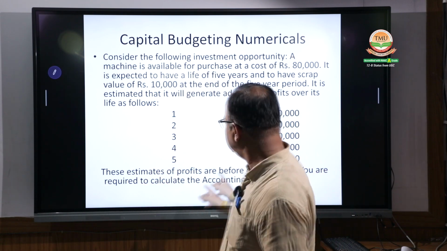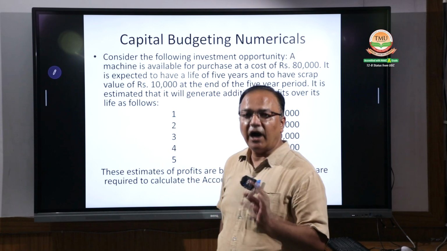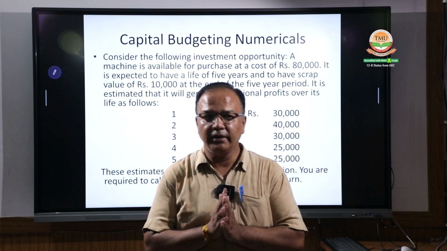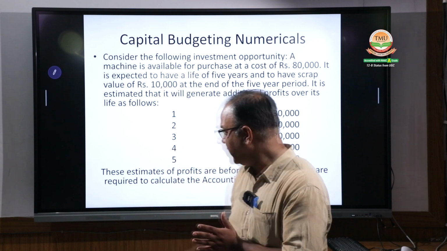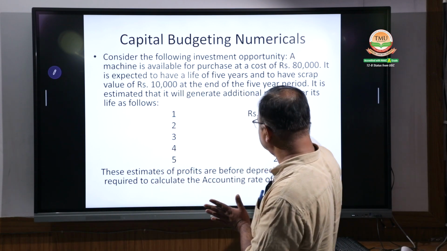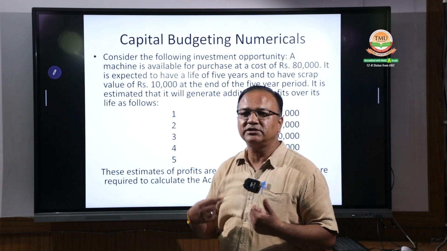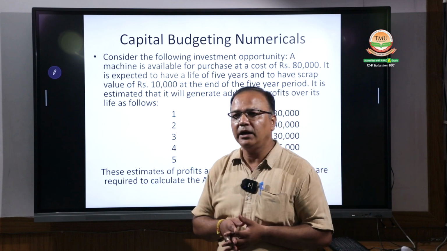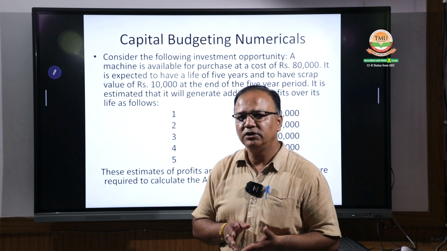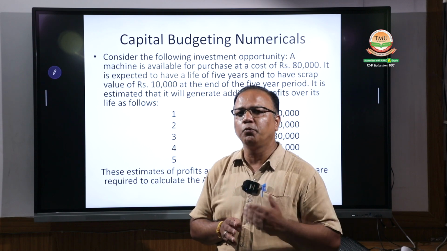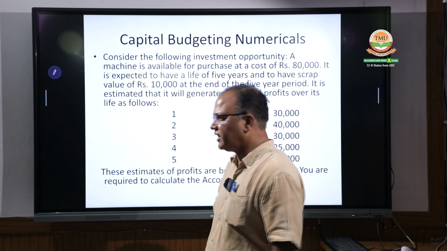In last question, these estimates of the profits were after tax. Whenever you have to apply accounting rate of return technique, you have to find out the value of profit after tax. But here, the value which is given to you is not profit after tax. That's a profit before depreciation, interest and tax. It is called PBDIT, profit before depreciation, interest, and tax. So first of all, you have to convert it into profit after tax, and after that you have to apply the formula. Now, let's start.